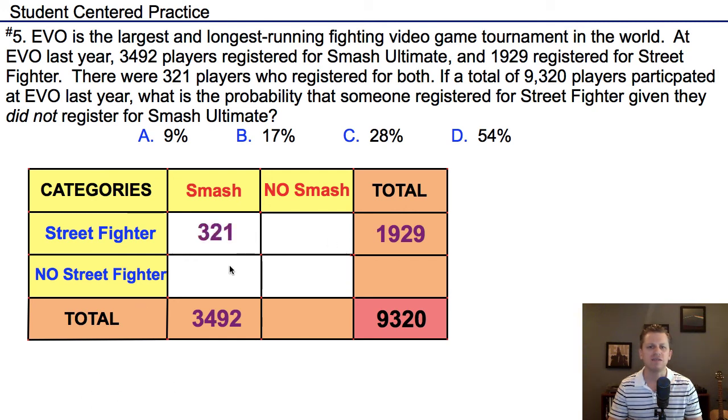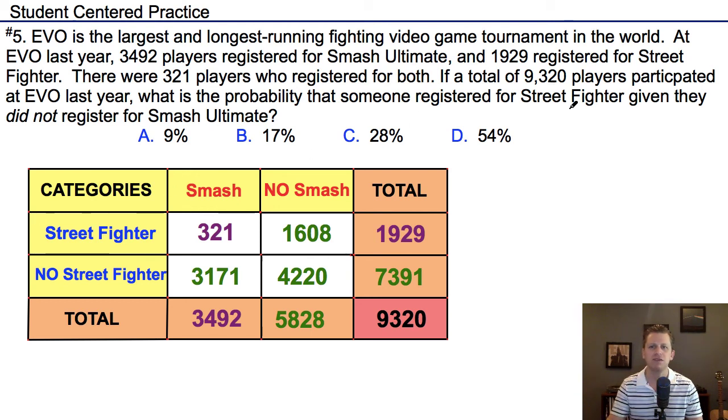Now let's use these 4 numbers to find the rest. We can simply subtract to find the people that didn't register for Smash Ultimate. We can subtract from here to find the ones that didn't register for Street Fighter and complete the table as such. Now let's look at what the question asks. It says, what is the probability that someone registered for Street Fighter given they did not register for Smash Ultimate? This, of course, is a conditional probability because we see the word given. We don't care about all of the participants here. We want to know only of the ones that did not register for Smash Ultimate.